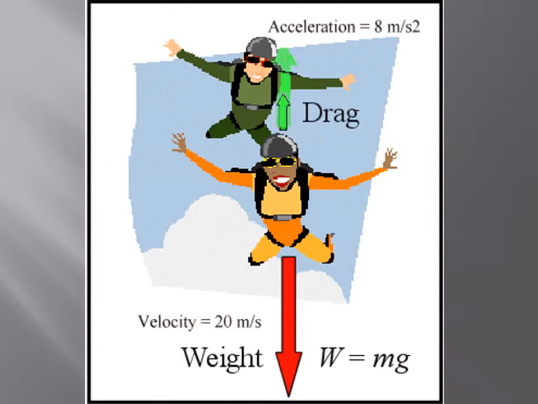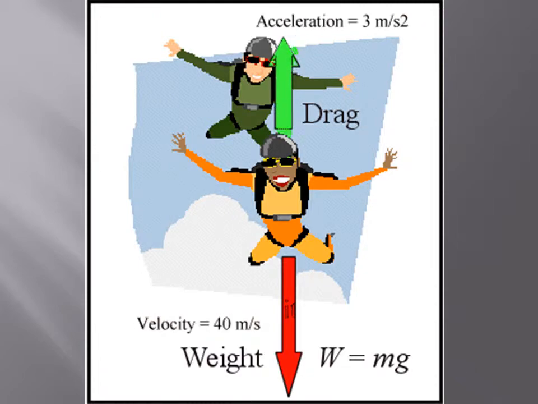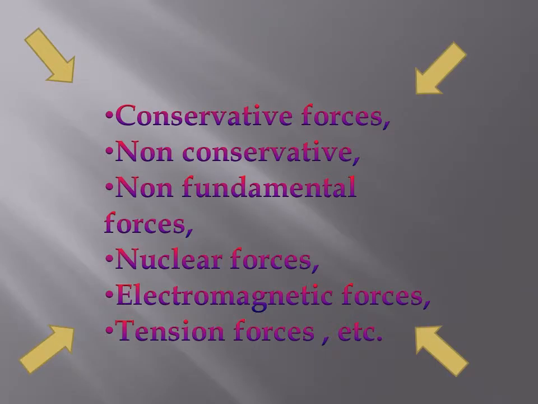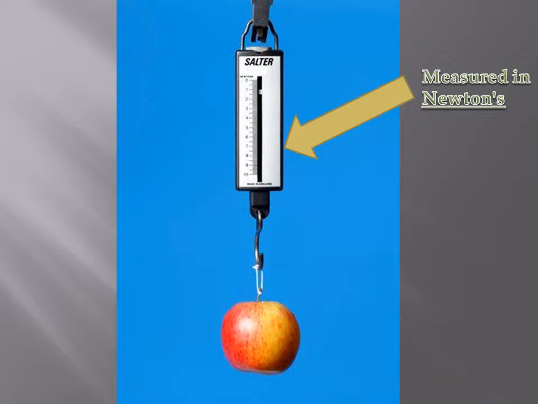That is a basic overview of what a force is and what its job is. Forces are used in everyday life without us even realizing it. There are actually several other categories of forces that exist in the world other than the ones I've stated. So there are conservative forces, non-conservative, non-fundamental forces, nuclear forces, electromagnetic forces, tension forces, etc. Forces are measured in newtons. The force of gravity of Earth equals 9.8 newtons.